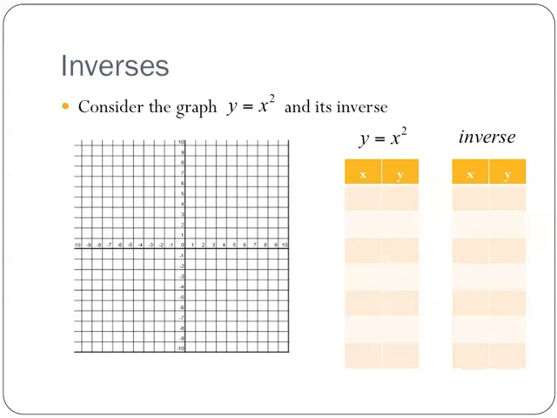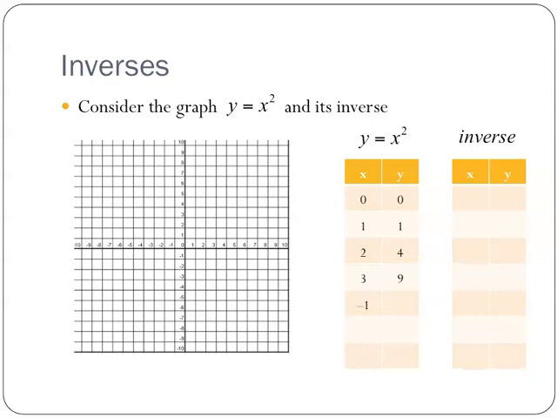Since we know that an inverse is going to be the result of exchanging the input and output values, we are going to first come up with a table of values for y equals x squared, and then we will swap the input and output values to get a table of values for the inverse. Let's start with y equals x squared. So let's plug in some values. Plug in 0, 0 squared is 0, plug in 1, we get 1, 2, we get 4, 3, we get 9. Let's put some negative numbers in there.